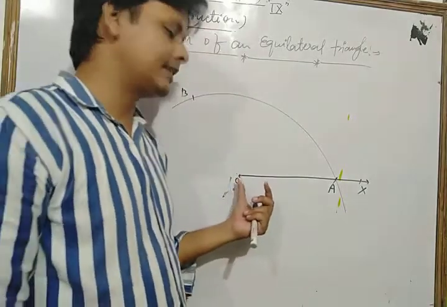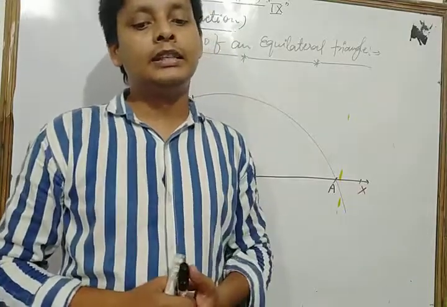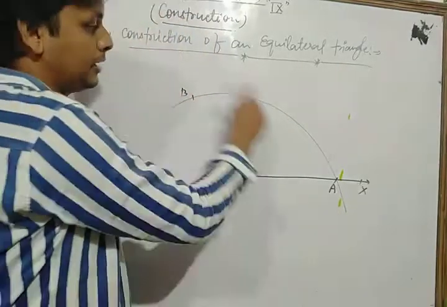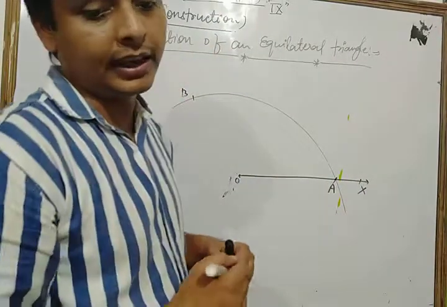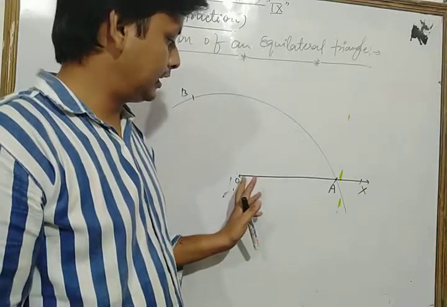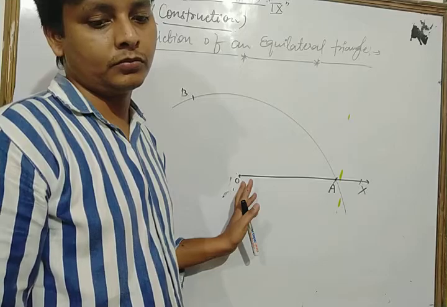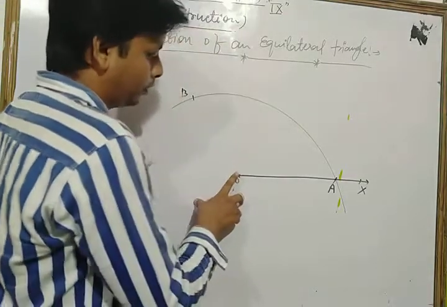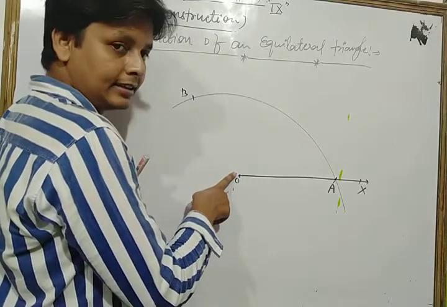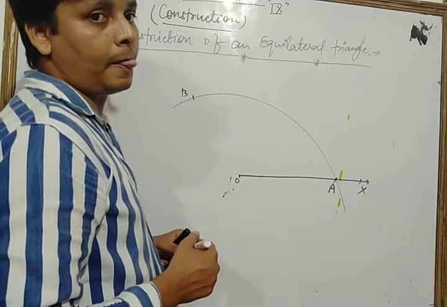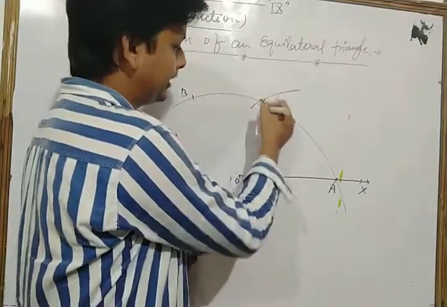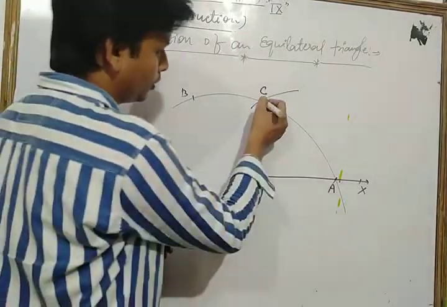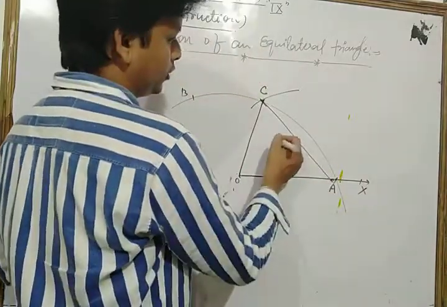After that, taking O as center and radius equal to the length of the side of the triangle, we construct an arc which cuts the ray OX at point A. Now taking A as center and radius equal to the length of its side, we cut an arc which intersects the previous arc at another point C. Now we join OC and AC. This is our required equilateral triangle.